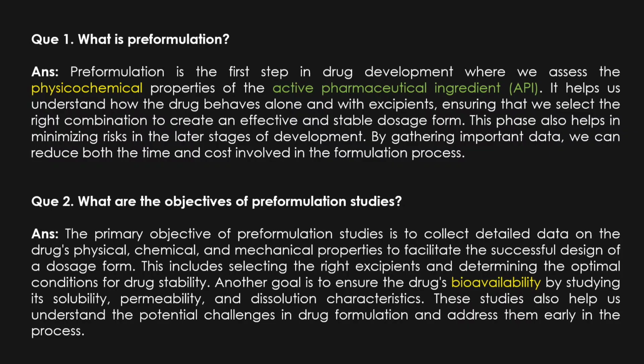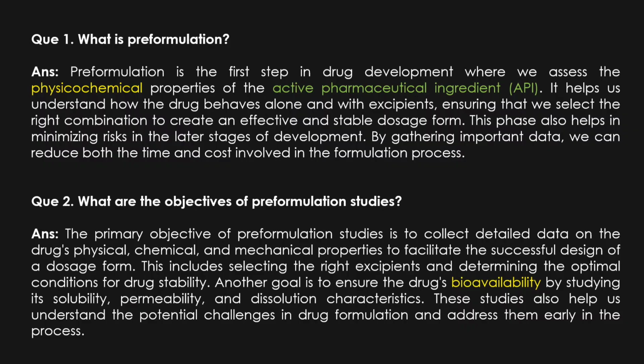What is pre-formulation? Pre-formulation is the first step in the drug development where we assess the physicochemical properties of the active pharmaceutical ingredient. It helps us understand how the drug behaves alone and with excipients, ensuring that we select the right combination to create an effective and stable dosage form. This phase also helps in minimizing risks in the later stages of development. By gathering the important data, we can reduce both the time and the cost involved in the formulation processes.